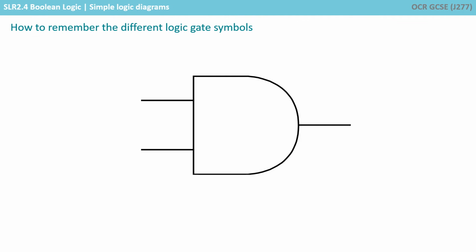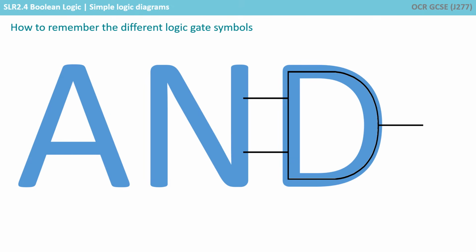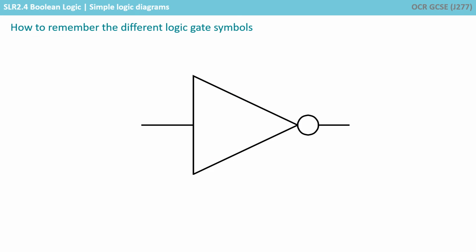This one is an AND gate. And you can think of it as being the letter D of the word AND, a capital letter D. And finally, this one is a NOT gate. And you can think of the start of that gate as being the letter T. It's the only gate that could possibly be the letter T because the other two take two inputs.